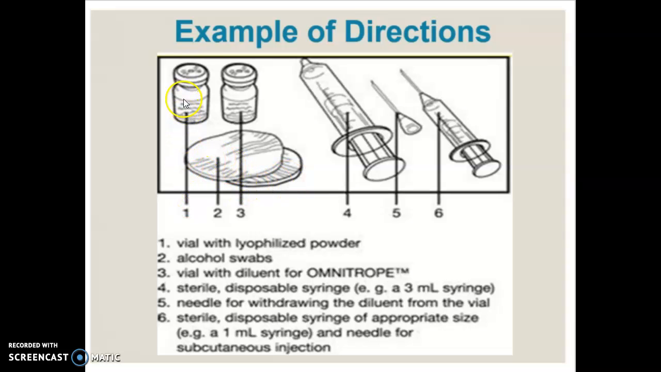Okay. I've got another example here that comes with some little extra stuff. You've got your vial with the powder in it. You've got some alcohol swabs. You've got the vial with the diluent in it. You've got the sterile disposable syringe, say like a 3 ml syringe. You've got the needle for withdrawing the diluent from the vial, and then you've got your sterile disposable syringe that you're going to use the needle for the sub-Q injection. Okay, so it takes a lot of different little equipment to just mix up some medication.